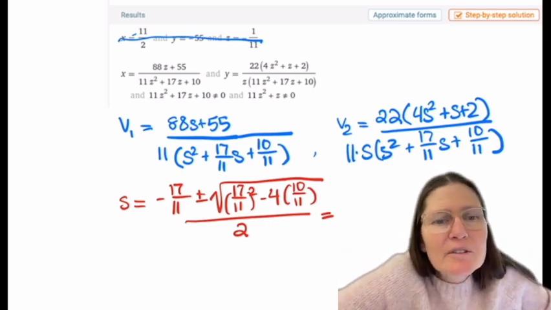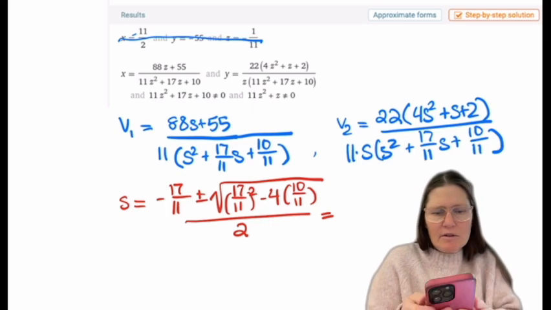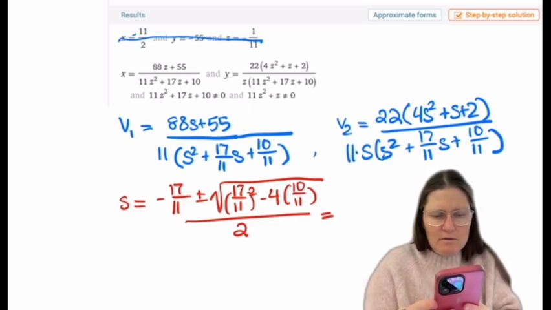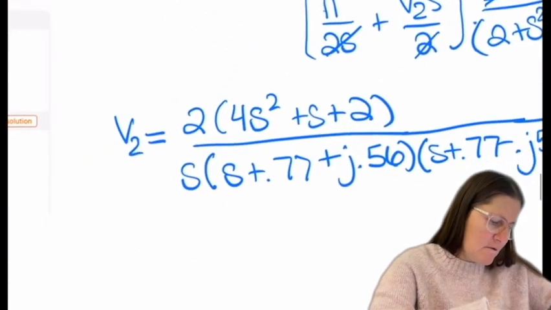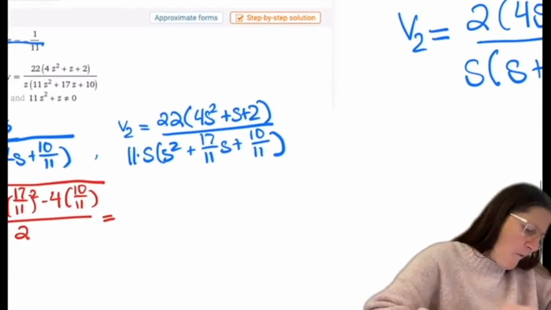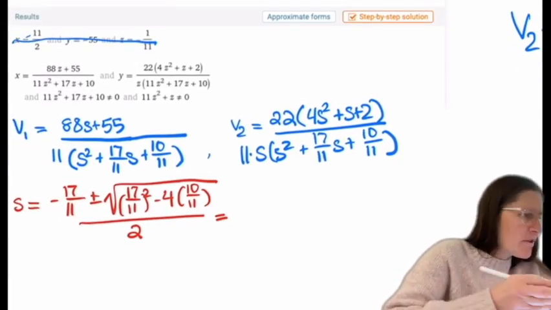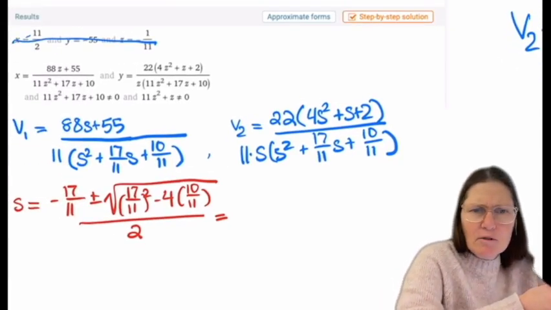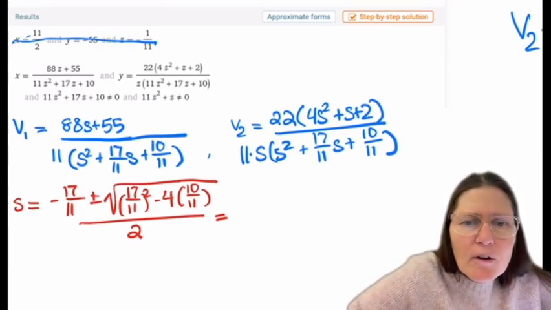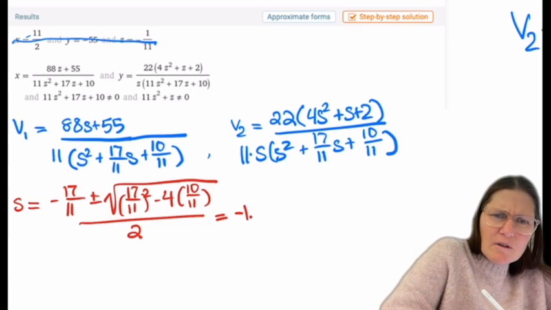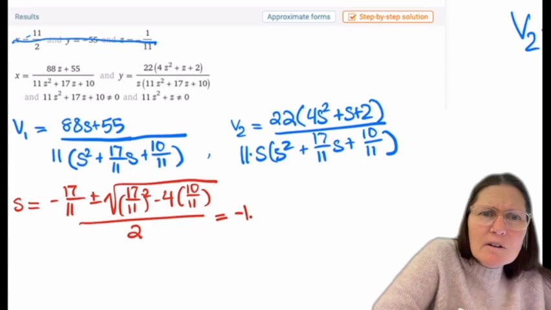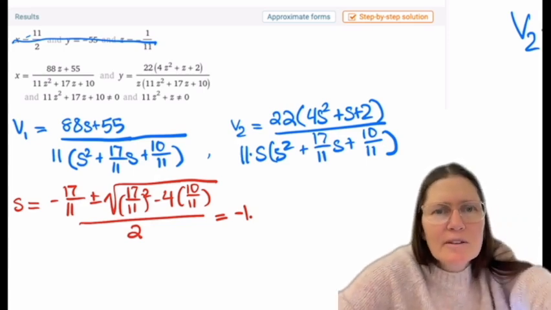This gives me a number that looks good. So 17 over 11. What did I get here? Huh. So these might not be right. Oh, divided by 2. Okay, I don't think this did it. Oh, I forgot to divide it all by 2. It's like it's not dividing by 2.